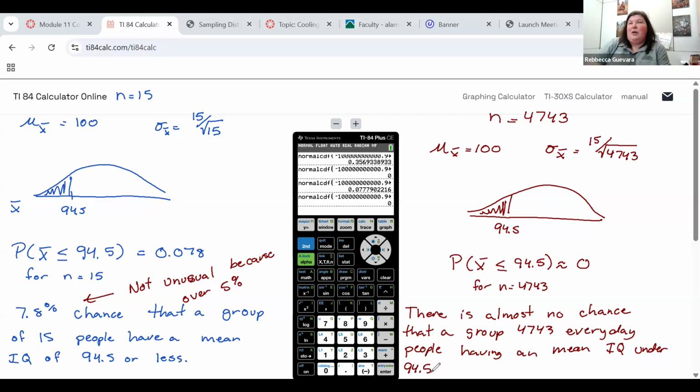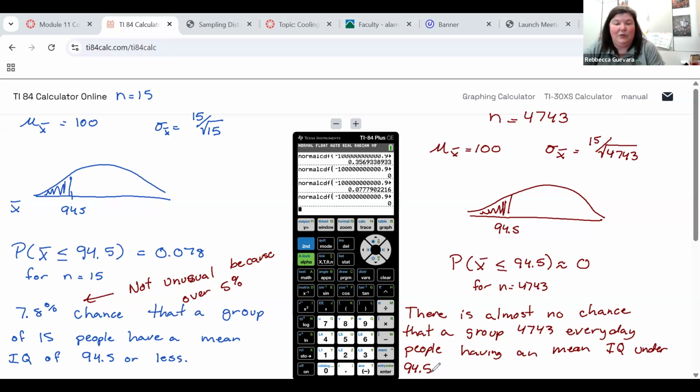So you will sometimes get probabilities of 0. Just bear in mind that it's not exactly 0. It's very, very close to 0. There's almost no chance. There's a very small, very insignificant chance that this could happen. But the probability is almost 0 that if I took 4,743 everyday people, I would find that they had a mean IQ of 94.5 or less. So with serial killers, this is what we're seeing in serial killers.